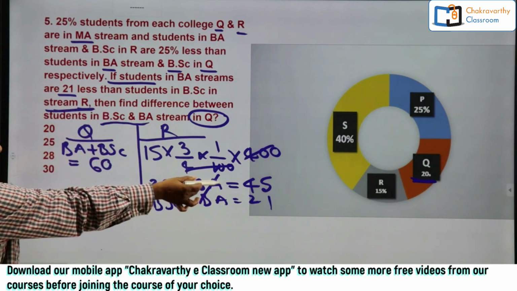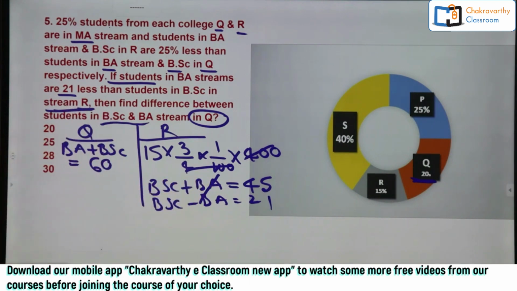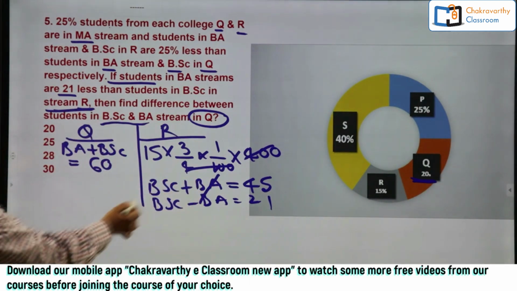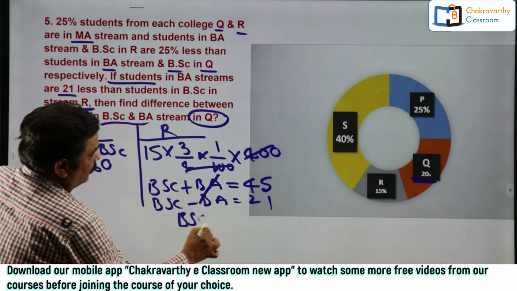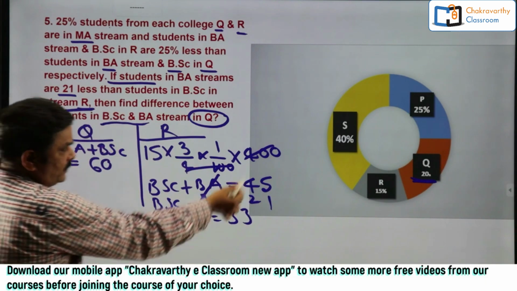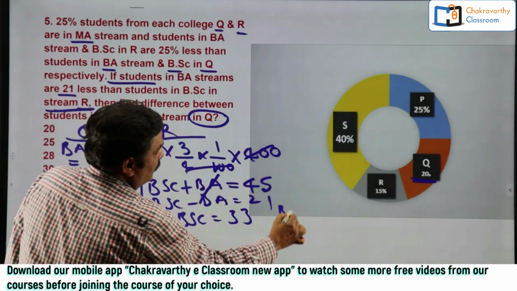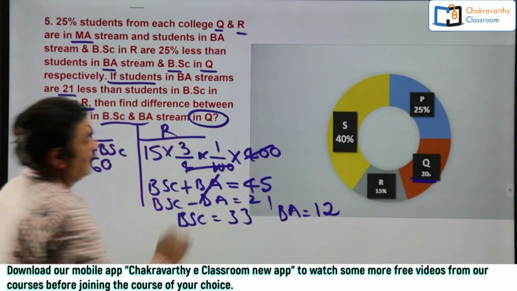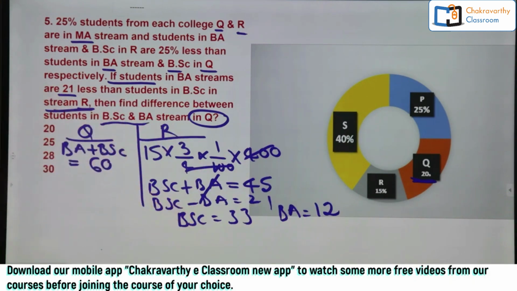2 times BSc is equal to 45 plus 21, that is 66. So 1 time is 33. So BSc is 33 out of this 45. And obviously BA is 45 minus 33. I am writing here BA, that is 12. 12 plus 33, 45. Right.